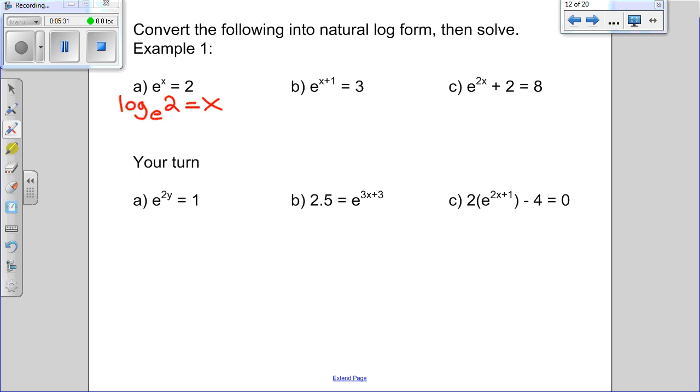I would not write it this way, because I would not write log base e. Instead, I would write ln of 2 equals x. These both mean the same thing, but the bottom one is how I write it, because that's quicker than writing log base e.